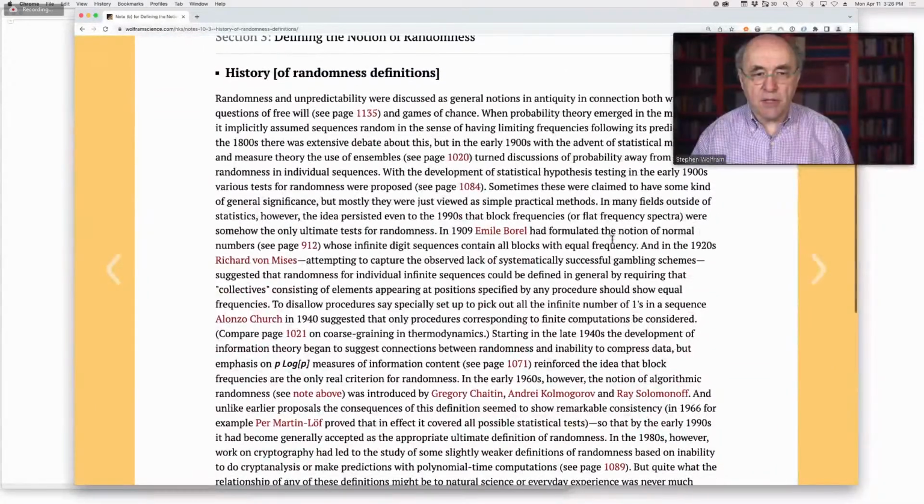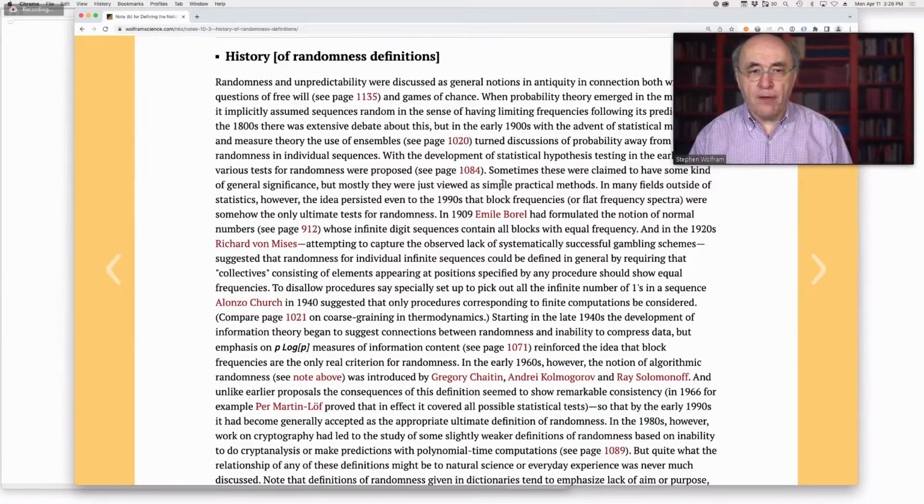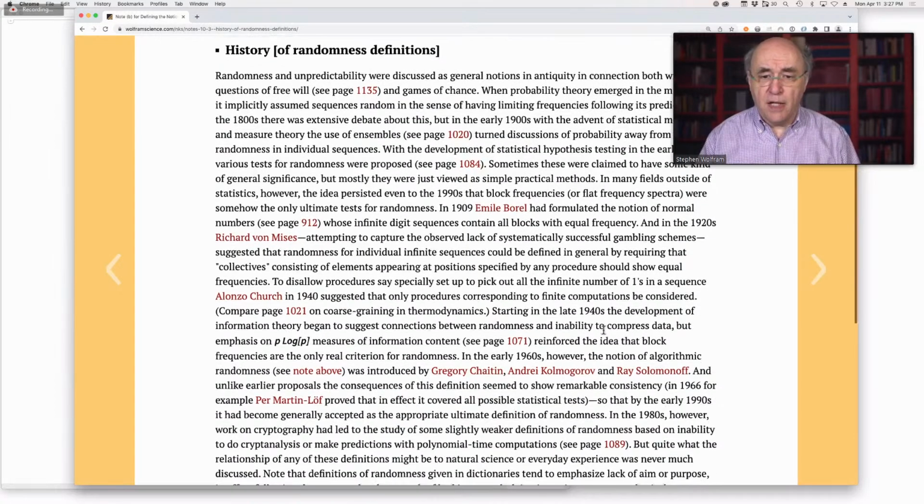Okay, this is about the history of definitions of randomness, featuring various kinds of questions about probability. What really started in the 1960s was the origination of this idea of using computation as a way to think about the phenomenon of randomness, and my friend Greg Chaitin was deeply involved in that.